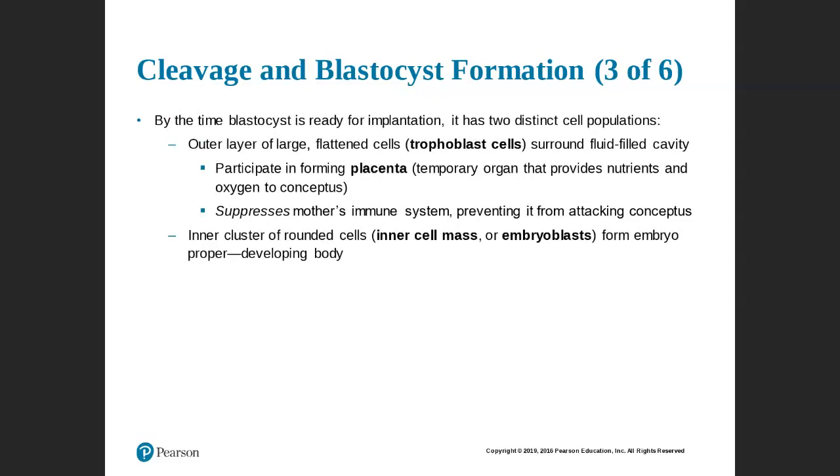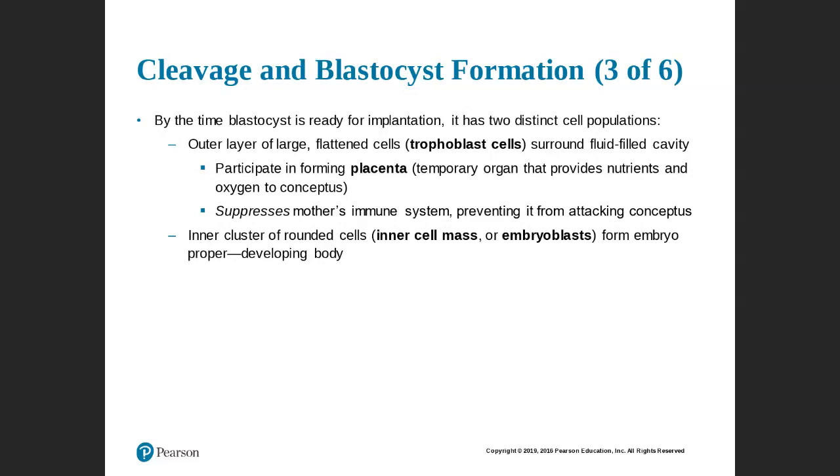So by the time the blastocyst is ready for implantation in the uterus, in the endometrium, it has two distinct cell populations. The outer layer is what we refer to as flattened cells. These are your trophoblast cells, and these are what surround your fluid-filled cavity, and they also help participate in forming the placenta. The placenta is a temporary organ for providing nutrition for the developing fetus. All the nutrients and oxygen are going to be provided from the placenta to the conceptus.